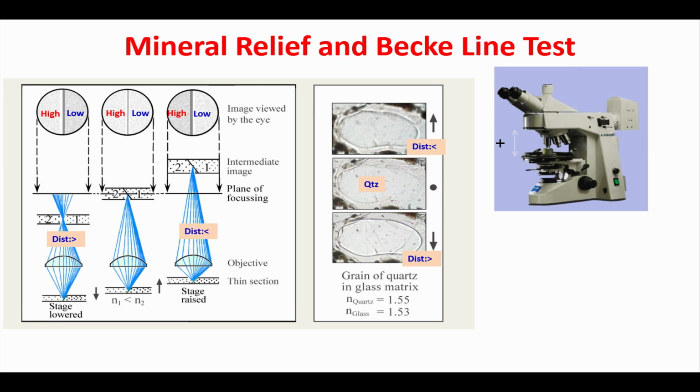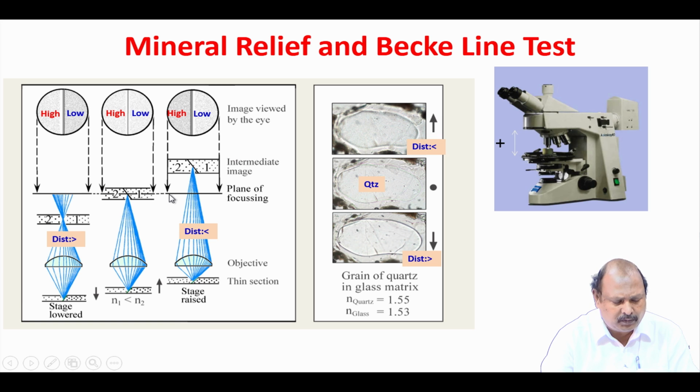Now, what do you have to do here? How can you employ the Becke line test here? Let us consider two minerals side by side, mineral 1 and mineral 2. Mineral 1 has a lower relief, whereas mineral 2 has a higher relief, and their boundary is slightly oblique here. And when you are seeing this, the plane of focusing is this.